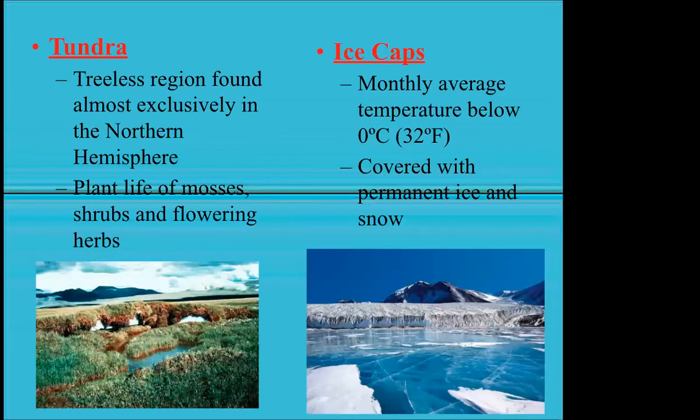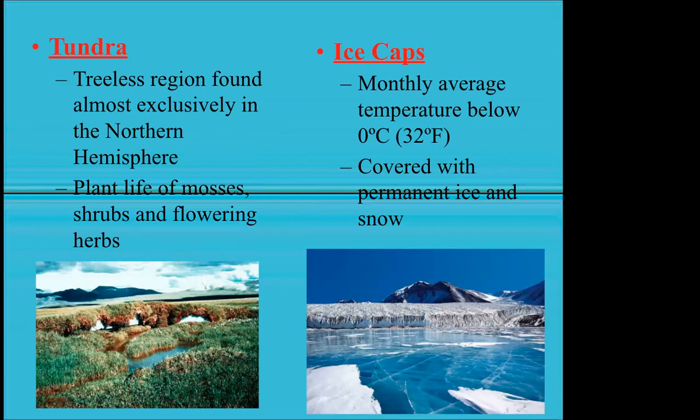So the tundra is treeless regions found almost exclusively in the northern hemisphere. The plant life is mosses, shrubs, and flowering herbs. Moss, shrubs. Where do you find those? Like low to the ground, right? They're not like big pine trees or things that we might see in a neighborhood or at a park, okay? They're all things that are low to the ground.